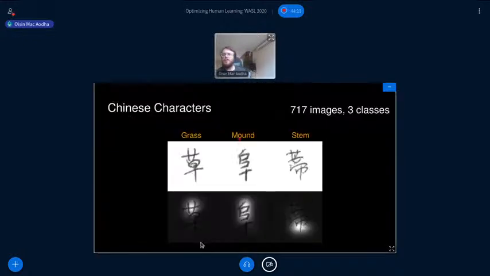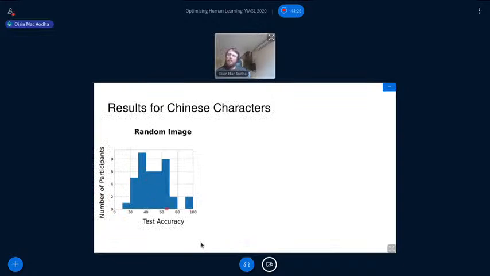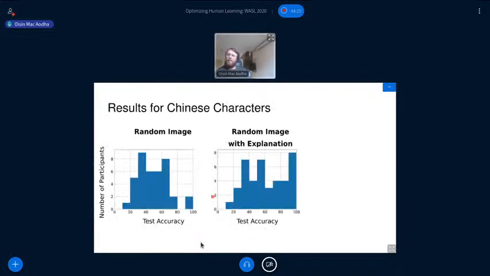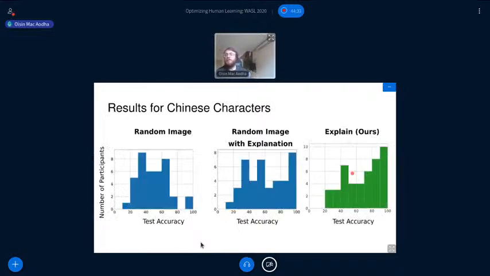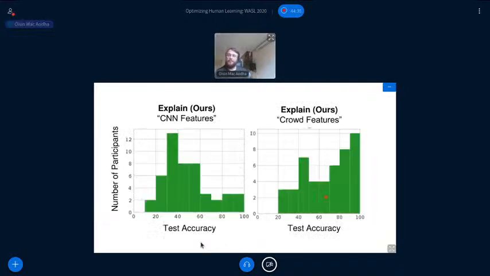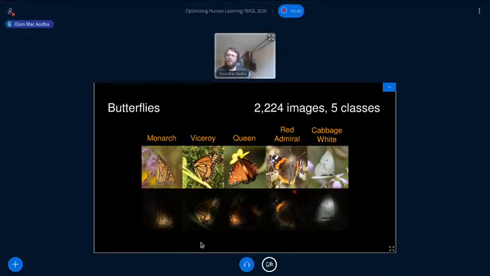Okay, so here's another example teaching Chinese characters, again, just showing representative items from each class. And we have about 700 images in total that we want to use for teaching. And again, random doesn't do particularly well. With explanations, again, helps quite a lot. So it clearly enables the learners to fixate on the informative parts. And actually with our teaching algorithm, again, we get a nice boost in performance. I won't go through this in the interest of time.